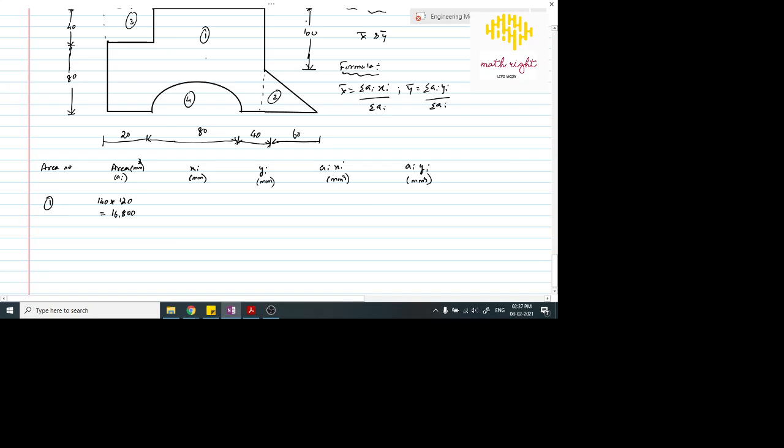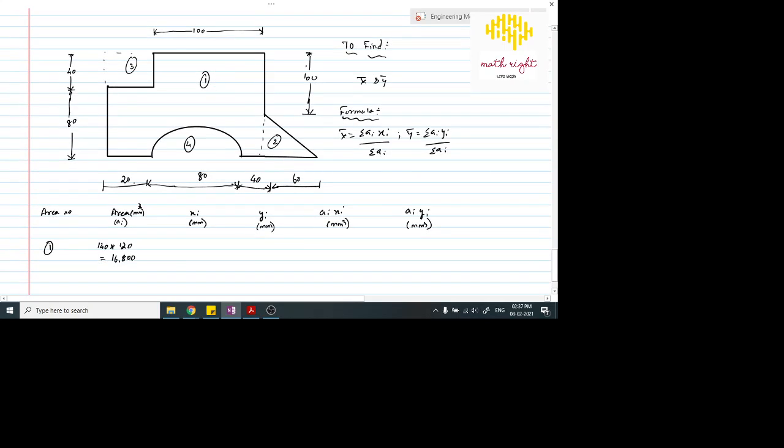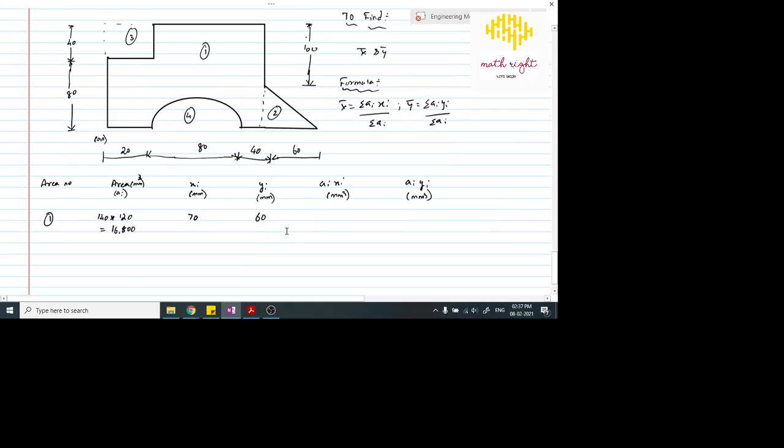Okay, let this be the origin 0, 0. The center for this area 1 is half of 140, that is 70. Similarly, the height is 120, so the center will be 60.